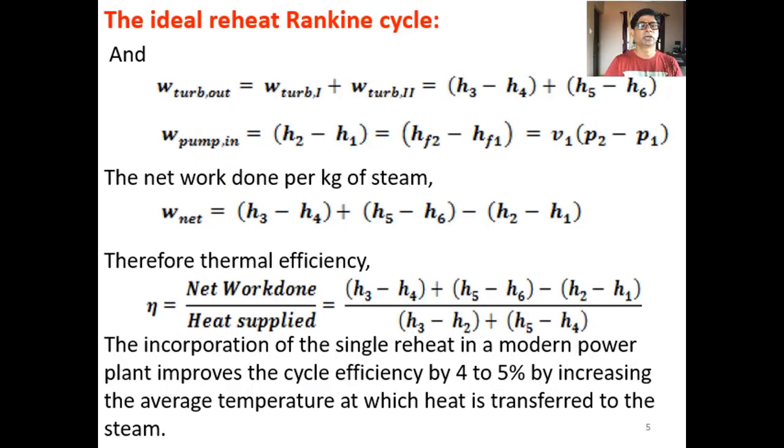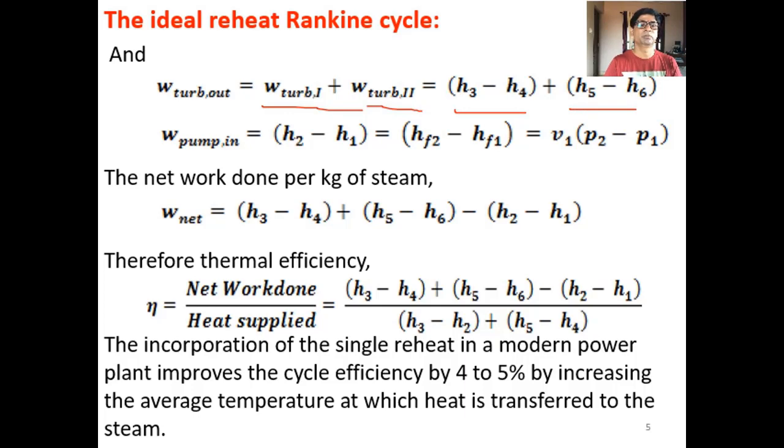Now W turbine. So there are two turbines, as you know. So just recall the TS diagram. So turbine 1 plus turbine 2, 3 to 4 and 5 to 6. So first turbine, HP turbine, the work output is H3 minus H4. LP turbine, the work output is H5 minus H6.